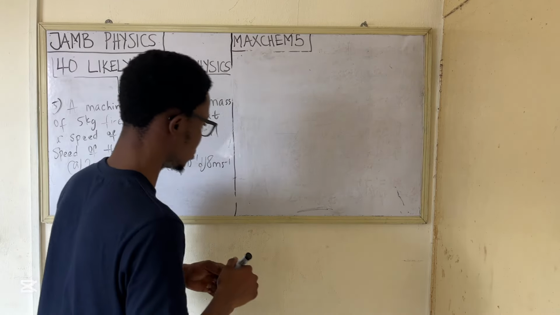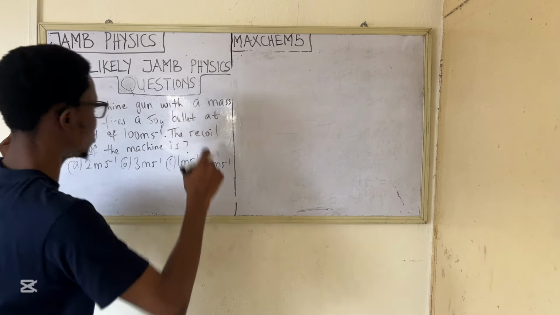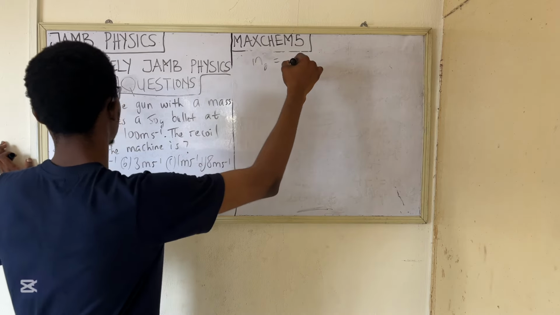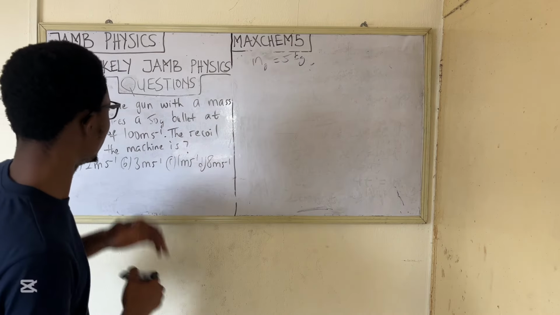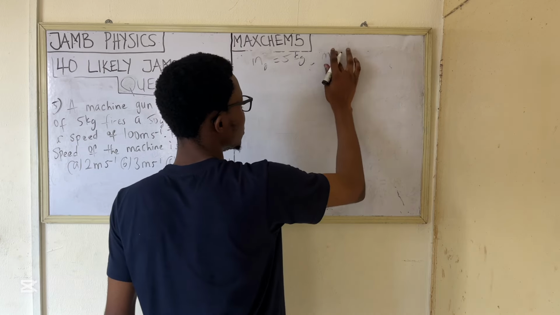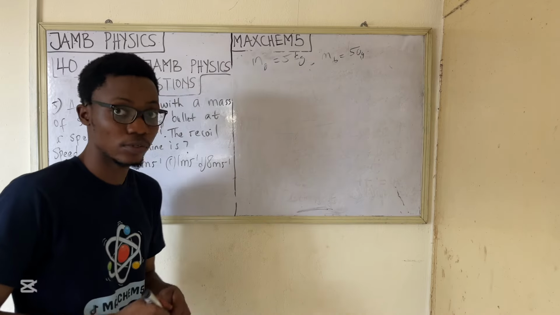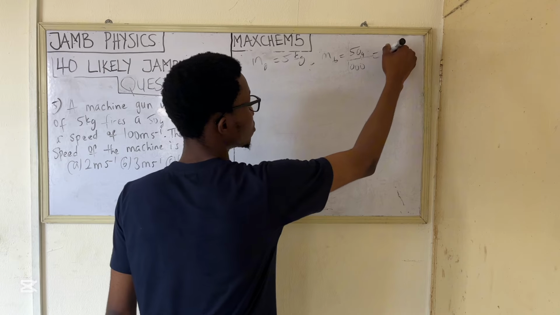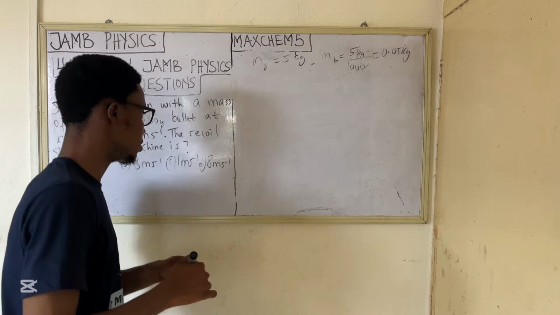Now look at this. All you're going to do is write your parameters out. That's the first step. The mass of the gun, let's say mg, is 5 kilogram. Now let's write the other parameter. It fires a 50-gram bullet, that is the mass of the bullet. So mb is equal to 50 gram. You convert it to kilogram by dividing by 1000, so it gives us 0.05 kilogram. That is the mass of the bullet in kilogram.